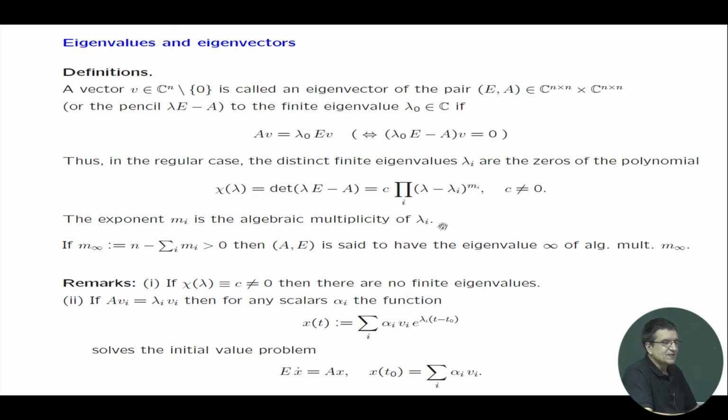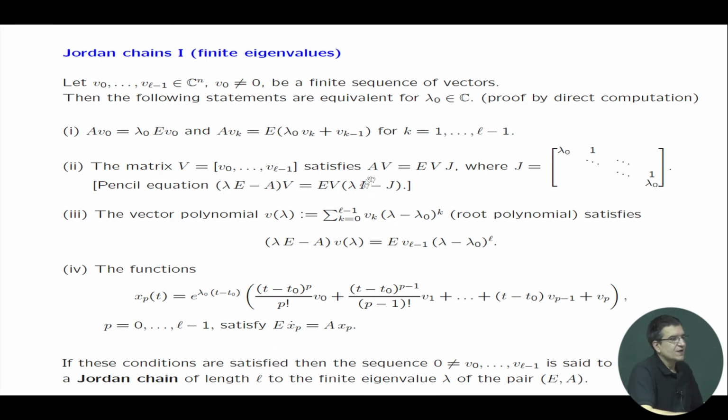So, and indeed, this can only happen if E has a non-trivial kernel. So, we have at least an eigenvector which belongs to the eigenvalue infinity. Now we come to Jordan chains, because we don't always have a basis of eigenvectors to finite and infinite eigenvalues. We have to consider Jordan chains.